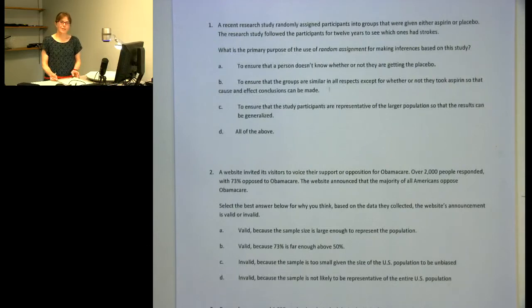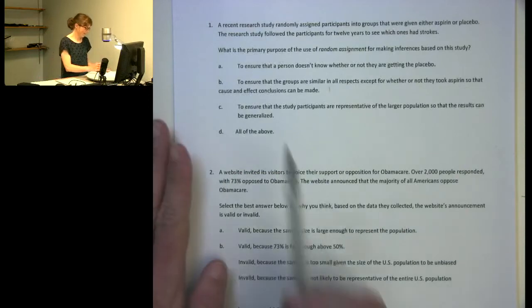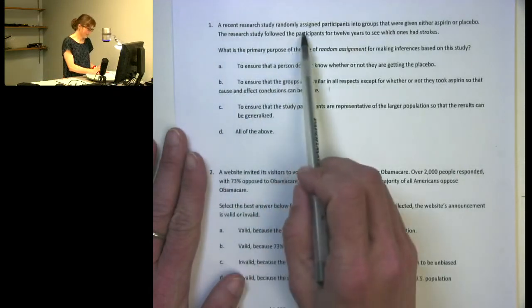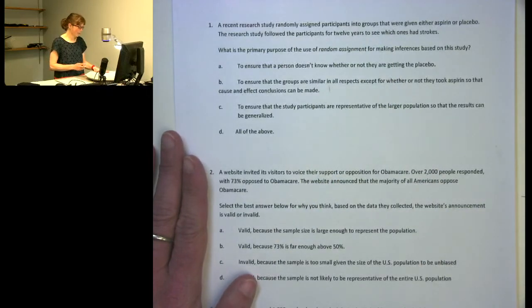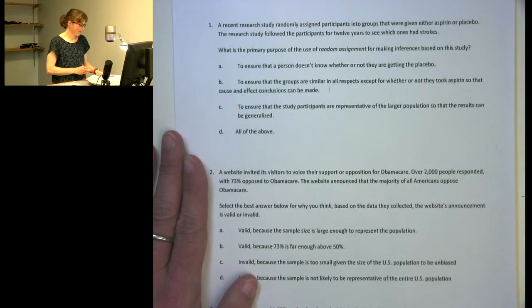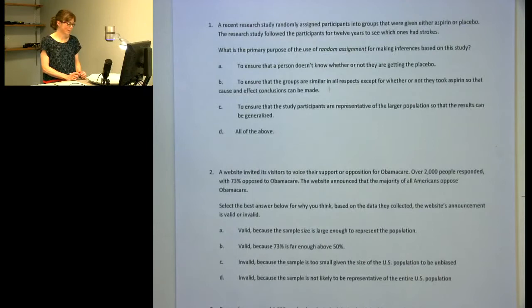This video is going to cover questions 1 through 6 in the review. First one, a recent research study randomly assigned participants into groups that were given either aspirin or placebo. The research study followed the participants for 12 years to see which ones had strokes. And the question asks, what is the primary purpose of random assignment for making inferences based on the study?